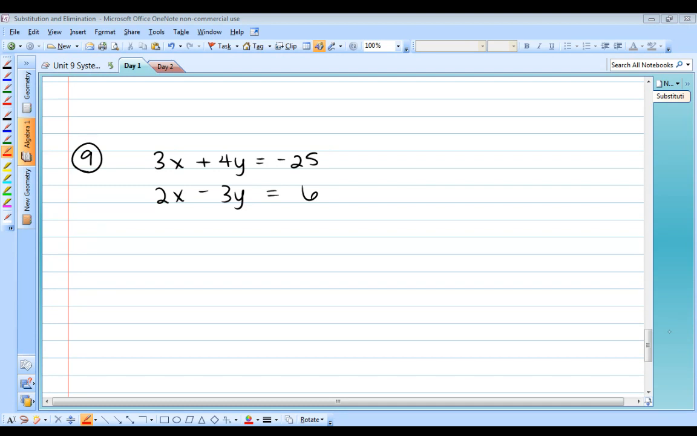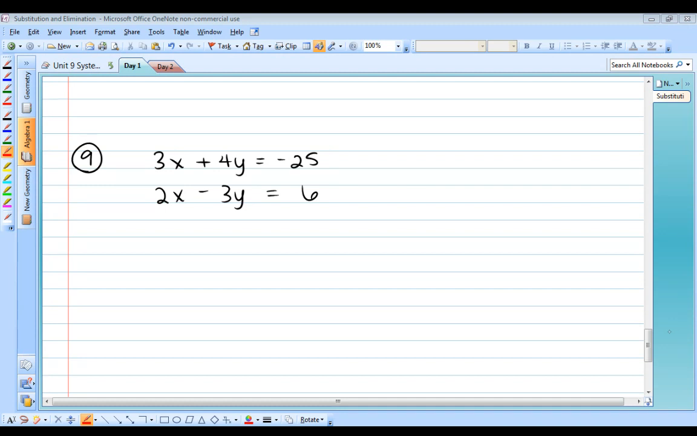I don't have an easy fix here, do I? No. None of my variables are opposites to start with. None of them are even the same coefficient to start with that I could just multiply through by a negative. And I don't think any of my numbers go into the other number for the same variable, right? So here's what you're going to have to think about in your brain. What is the lowest number that both of your numbers go into? So for your x's, what's the lowest number that 3 and 2 both go into? 6. What's the lowest number that 4 and 3 both go into?